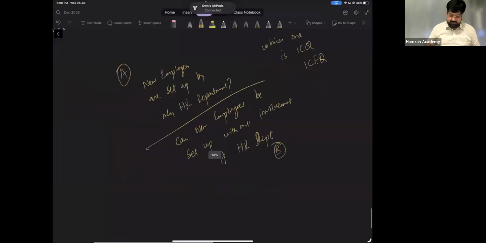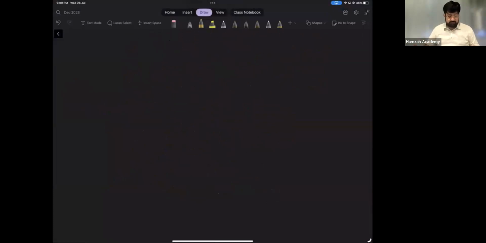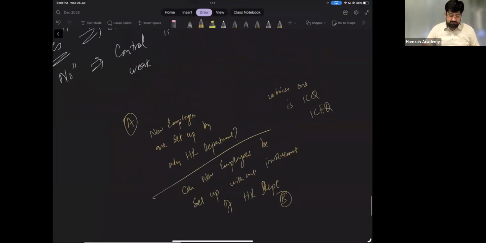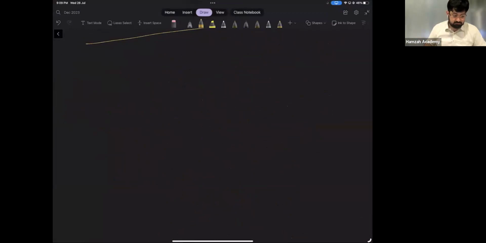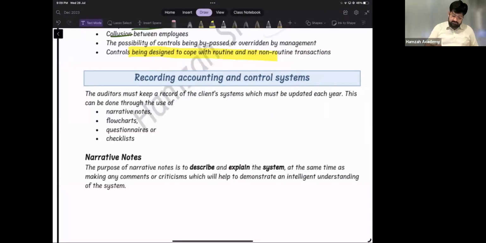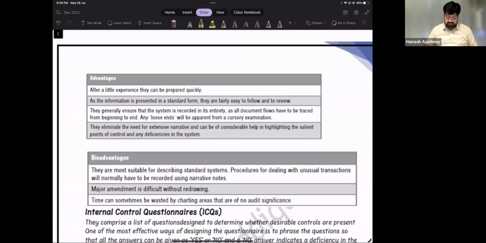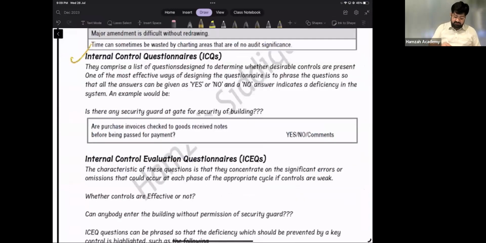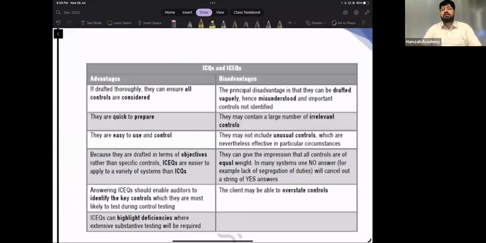Now, let us proceed further. We have covered narrative notes, flowcharts, questionnaires. Questionnaires have some tricky advantages and disadvantages. I want to discuss these with you. ICQ and ICEQ examples are also given here; you can read them yourself at home. These advantages and disadvantages are important and a bit tricky. Others are easy.